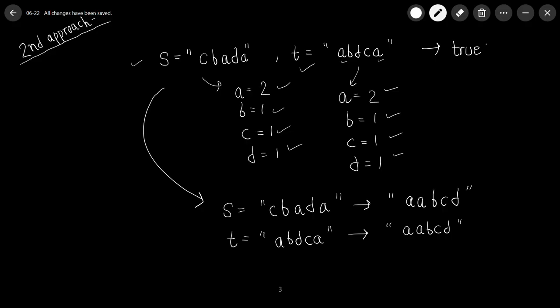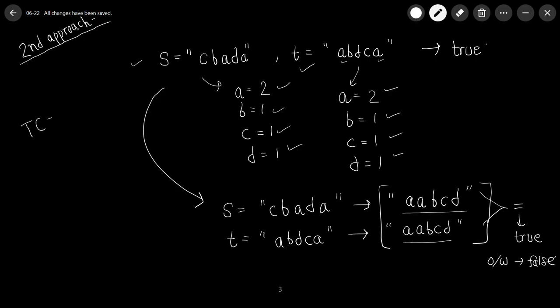So I hope you know now what we will be doing. If the two strings are anagrams, sorting them would always give the same values. Like here, after sorting we got double A, B, C, D, and here also after sorting the t string we got double A, B, C, D. So we can just sort both the strings and check for their equality. If they are equal, we return true. Otherwise, we return false. So this was our second approach.